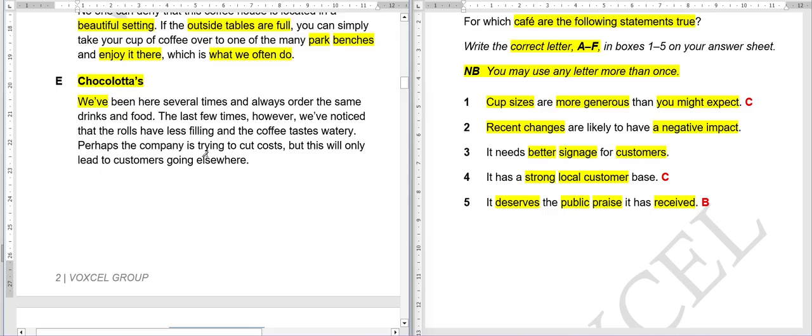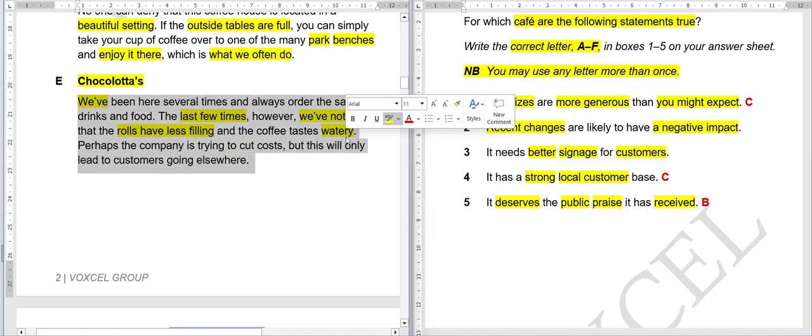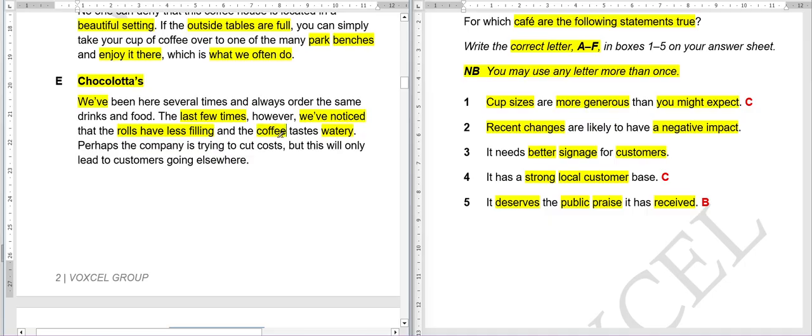The last few times, however, we have noticed that the rolls have less filling and the coffee tastes watery. So in the last 3 or 4 times they went there, what they noticed is that the rolls, sort of like burritos, have less filling. So the veggies or the meat they are filled with, the quantity is shrinking, and the coffee tastes watery. That's a negative thing, obviously.